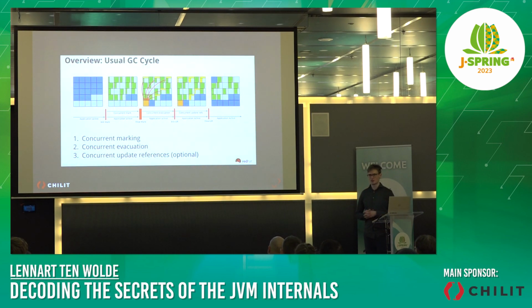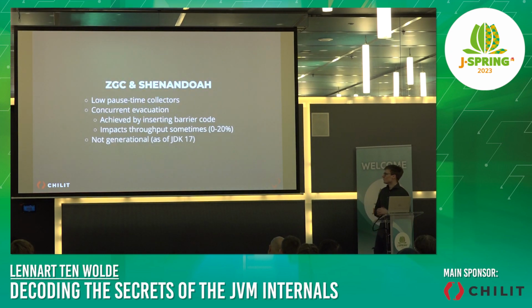With G1, the pause times are targeted to always be under 200 milliseconds, but they're typically way less than that. Even in quite intensive workloads, I've found it doesn't really go above 50 milliseconds too quickly, which is good enough for most use cases. Then lastly, you have the new garbage collectors, ZGC and Shenandoah. I won't go into too much detail, but these are low pause time garbage collectors. They not only do the marking while your application is still running, but also the evacuation that you see in G1. They're based on the same principle.